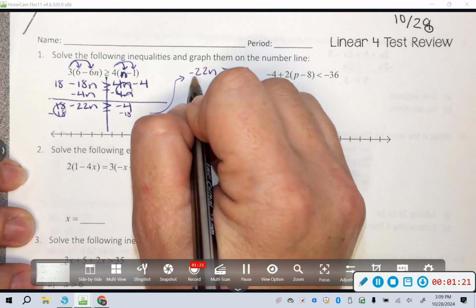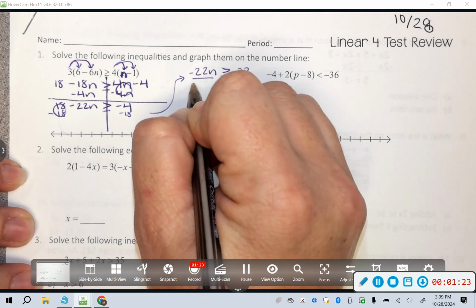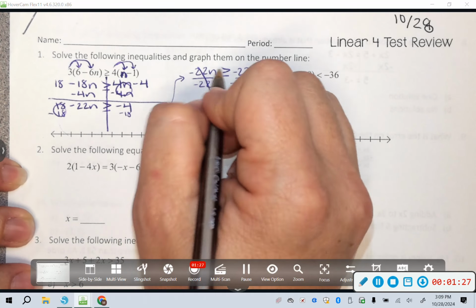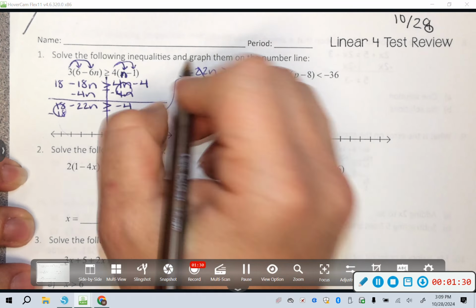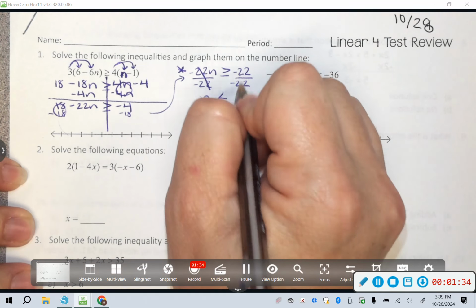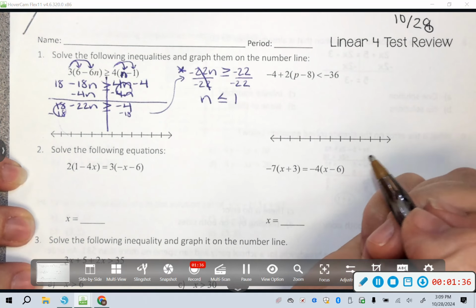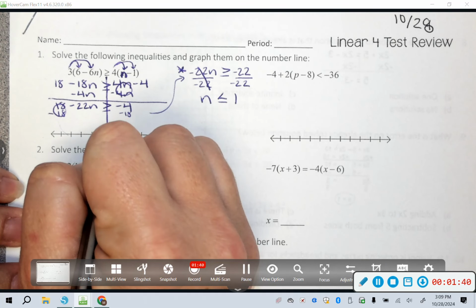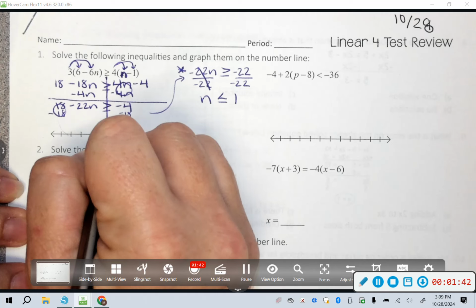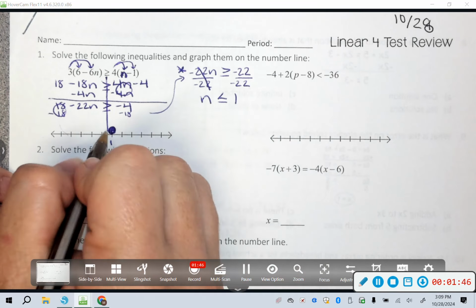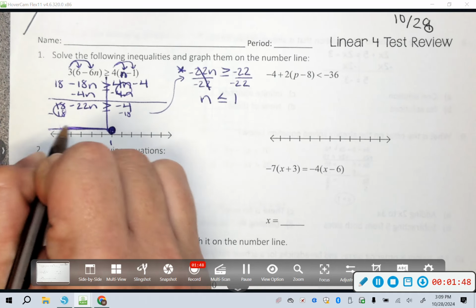I need to get n by itself, so I'm dividing by what's in front of n, which is negative 22. And remember, when we divide by negative, we have to flip our symbol. So knowing that, I have n left, and anything divided by itself is 1, which you can check in your calculator. So I know I need to put a point at 1, and it's going to be a closed dot because it's equal to. And n is less than or equal to 1, so less is to the left.